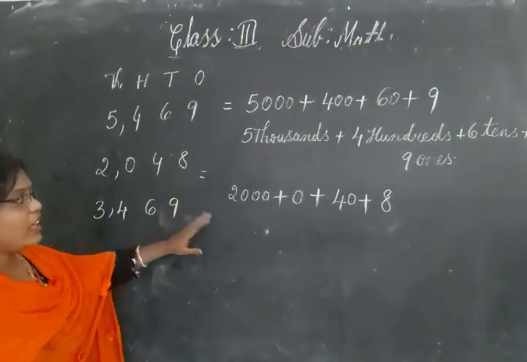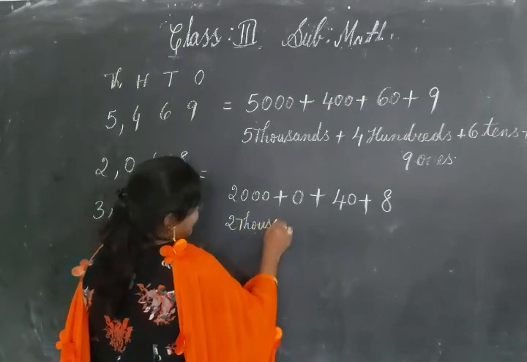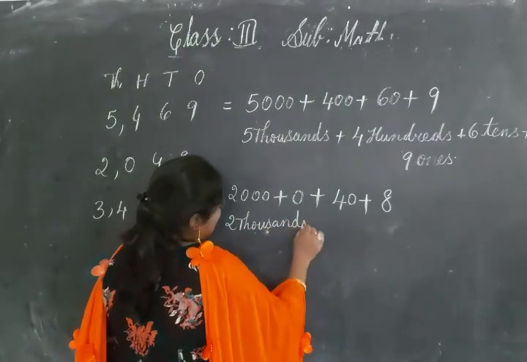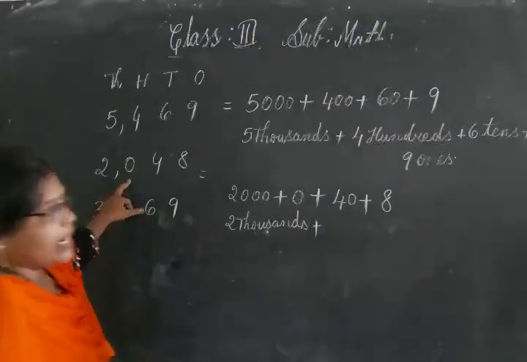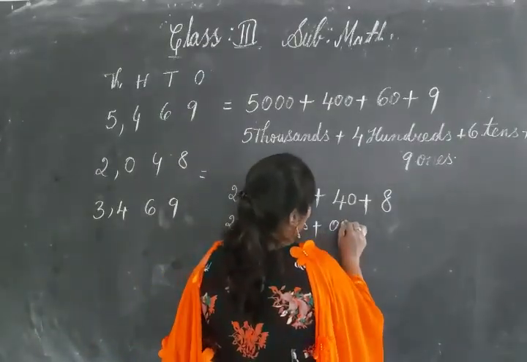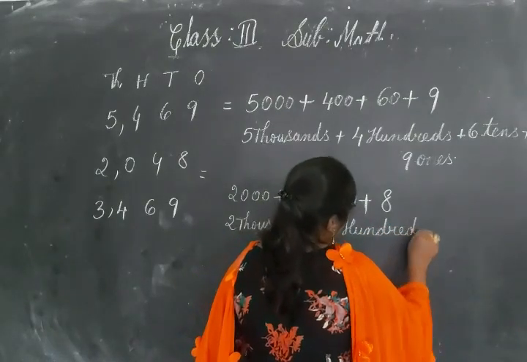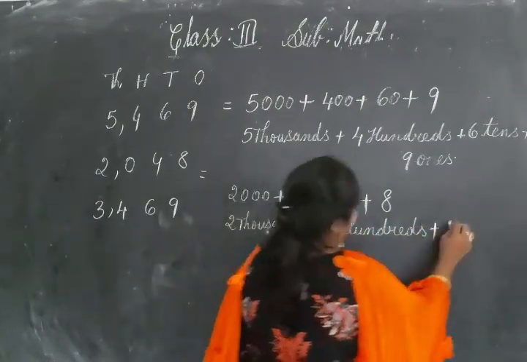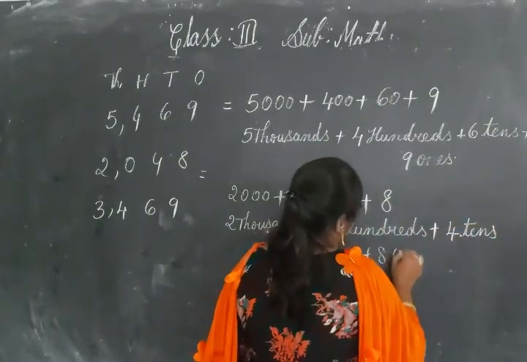What is the other way? How many thousands do we have? 2 thousands. So write 2 thousands. There are no hundreds, right? So 0 hundreds. 4 tens. 8 ones.